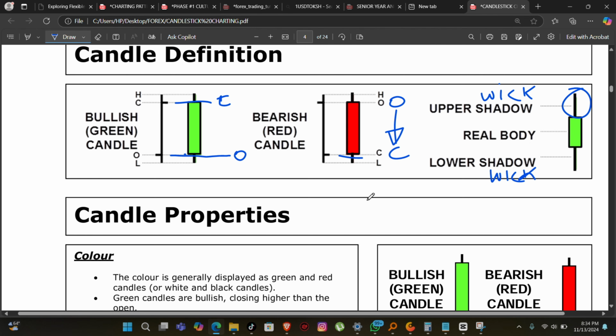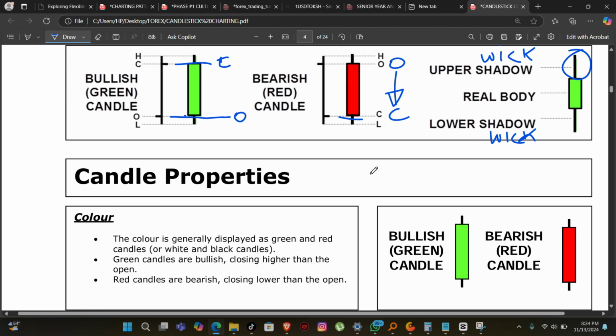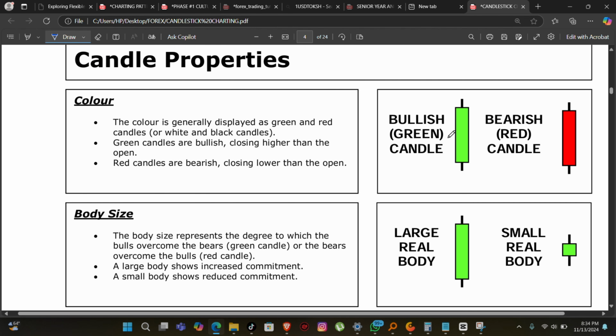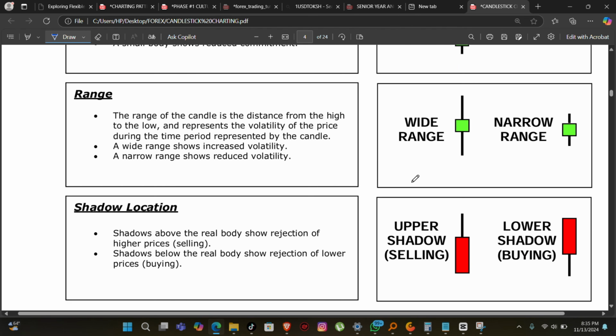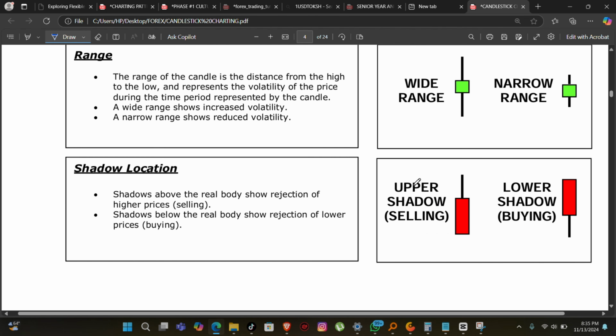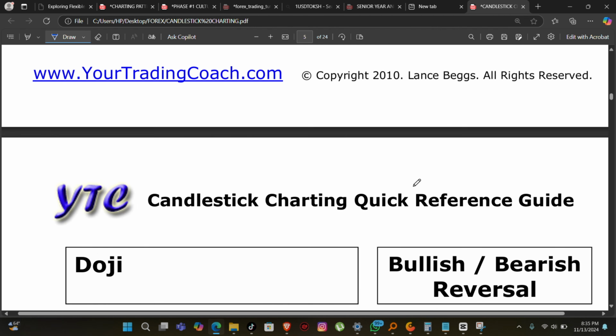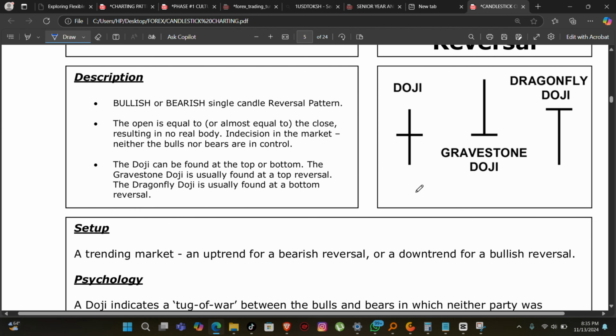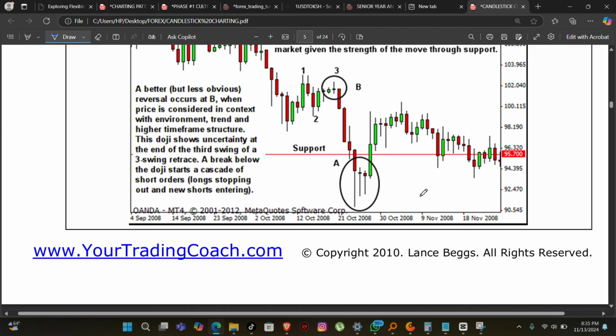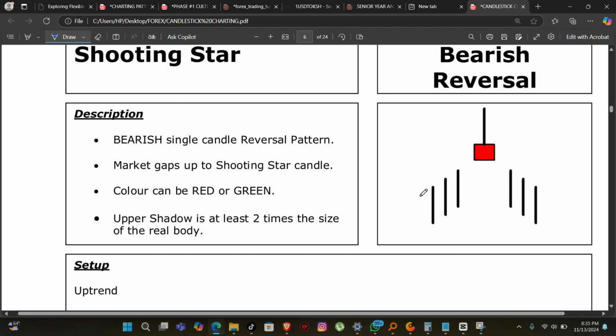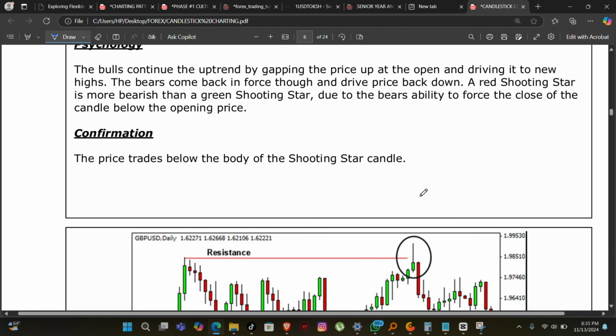Now we have looked at the candlesticks. We have seen that we have bullish candlesticks, and red candlesticks which are bearish or selling candlesticks. The body size right now, we are not going to deal with it. We are also not going to deal with the range or the shadow location right now. I want us now to go straight to the strategy itself.